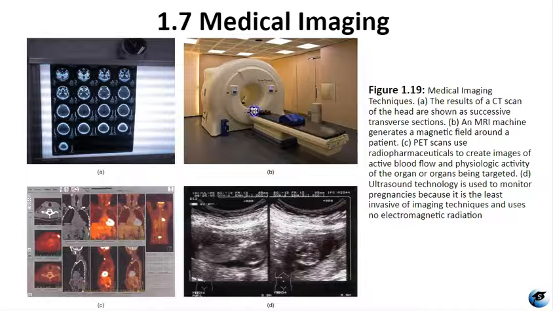You end up going inside of this tube here, and they turn it on, and it makes all these weird loud noises, and you have to stay very, very still while it's taking a whole bunch of images. The PET scans here, these are images that allow you to see blood flow and different physiological activity of the organs. And then ultrasounds are here. These are the least invasive method of imaging, but they're also very highly dependent upon interpretation by the person taking the images. Let's watch this clip about medical imaging now.